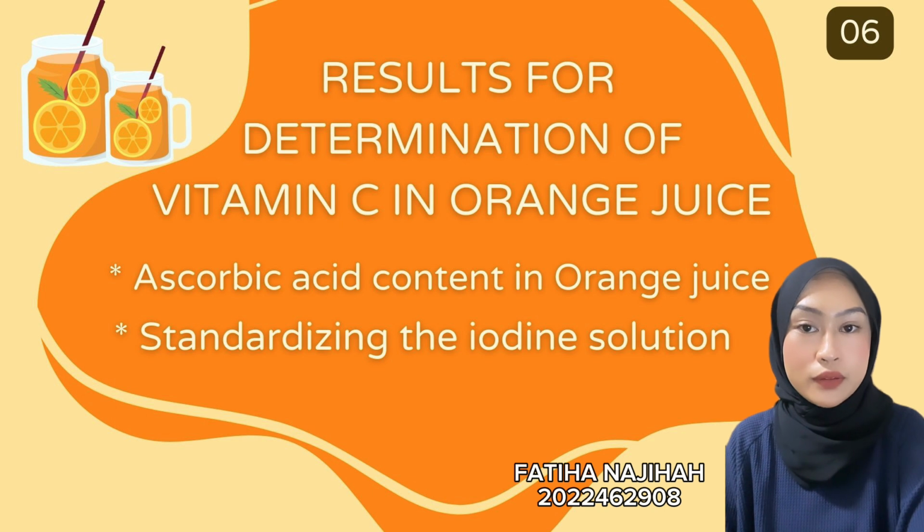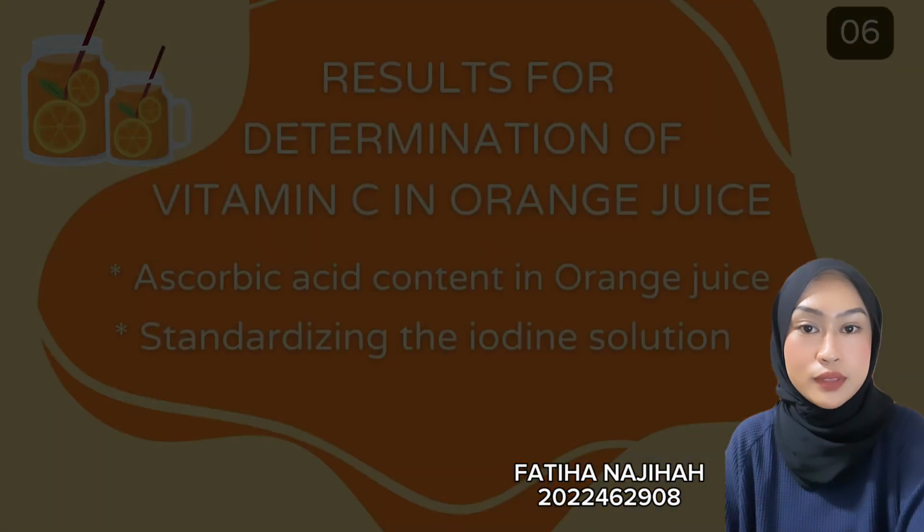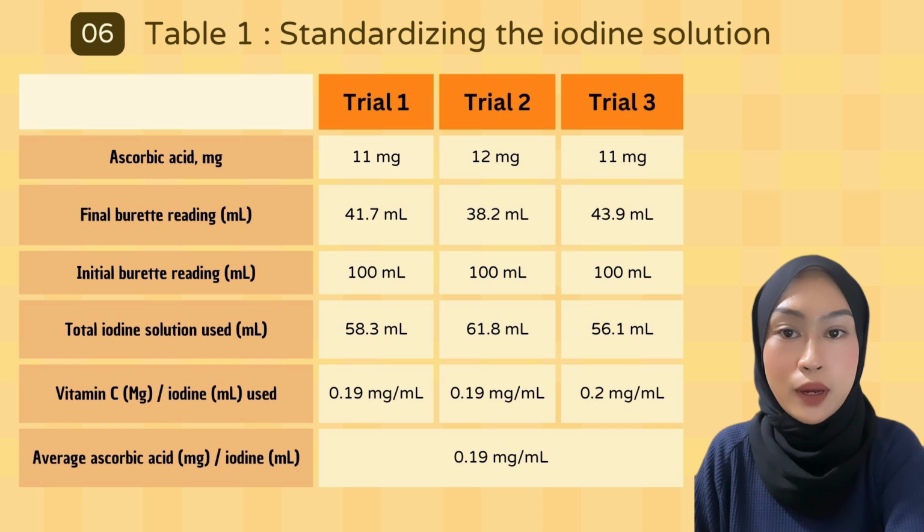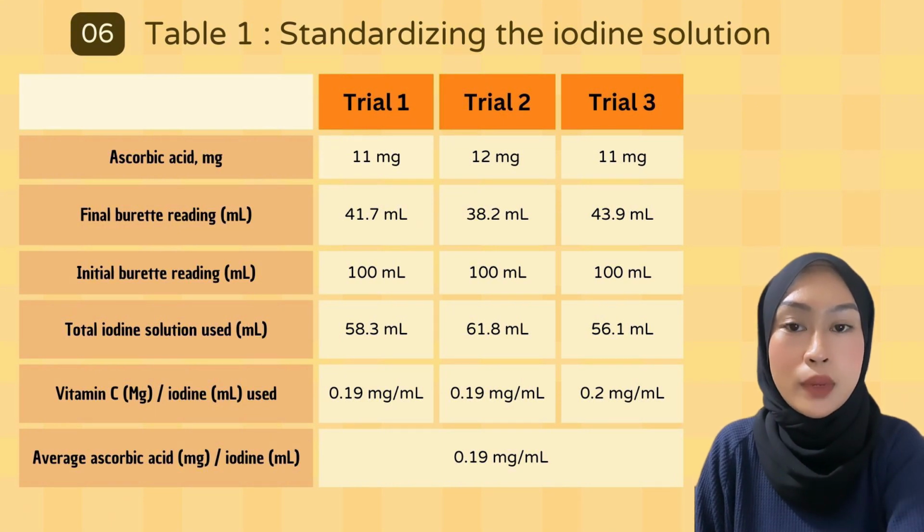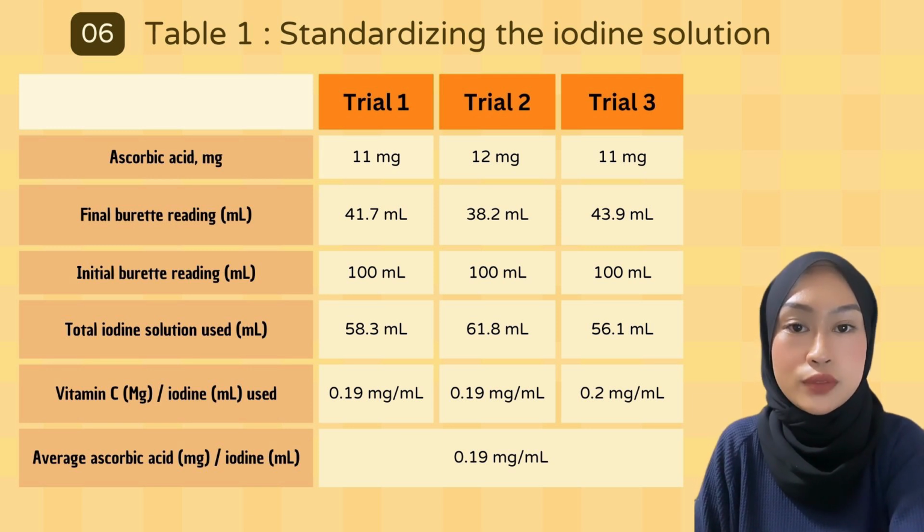Next, I will explain the results for the determination of vitamin C in orange juice, which is one of the applications of titration that we chose in this topic. The data in this application consists of standardizing the iodine solution and the ascorbic acid content in orange juice. First is data table 1, which consists of standardizing the iodine solution. Through this titration, the amount of ascorbic acid contained in 1 ml of iodine was 0.91 mg. This 0.91 mg of ascorbic acid is used to determine the value of ascorbic acid contained in the orange juice.